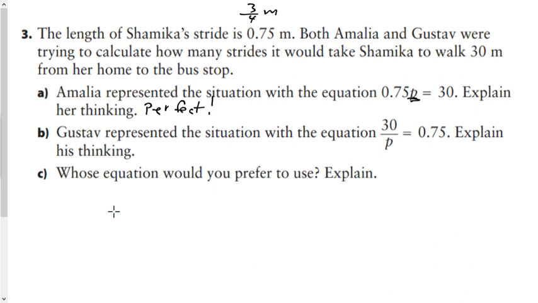Gustav, on the other hand, said, if you take the 30 meters that she has to walk, and you divide it by the number of paces, then that number has to equal 0.75. So for example, if she took 1 pace, would 30 divided by 1 equal 0.75? No. What if she divided it by 10 paces? If she took 10 paces, how long would each of those paces have been? If she took 10 paces for 30 meters, it'd be 3 meters a pace. So this formula also calculates how many paces Shamika needs to take.